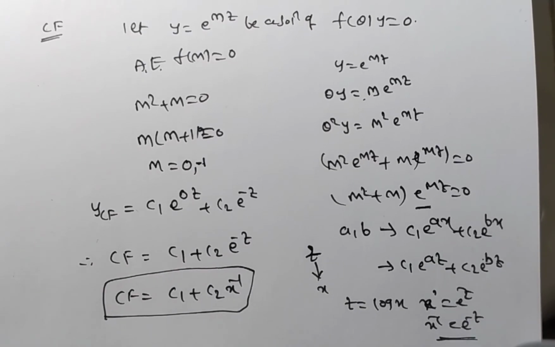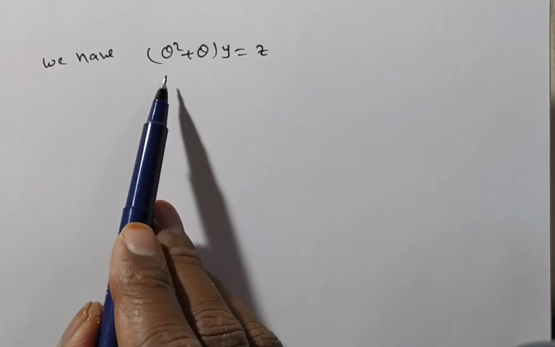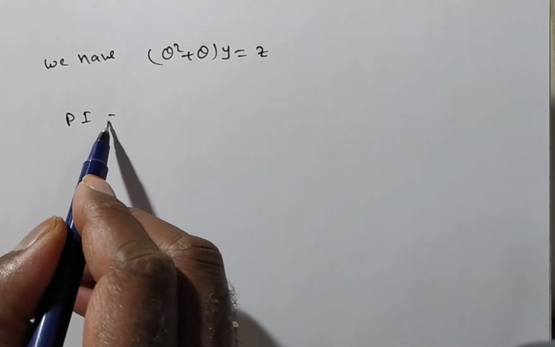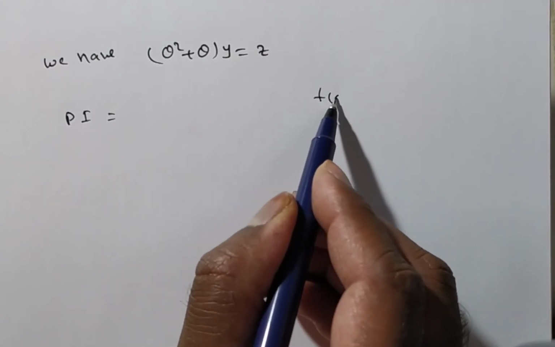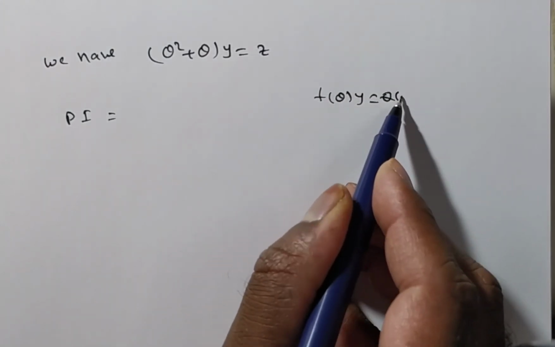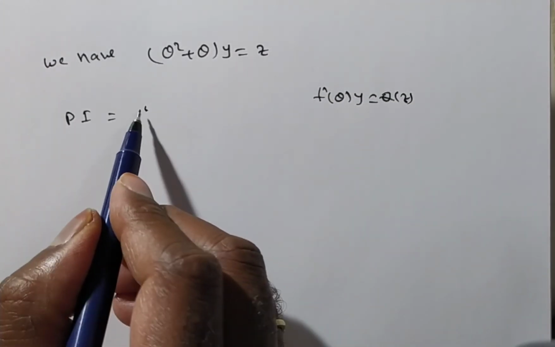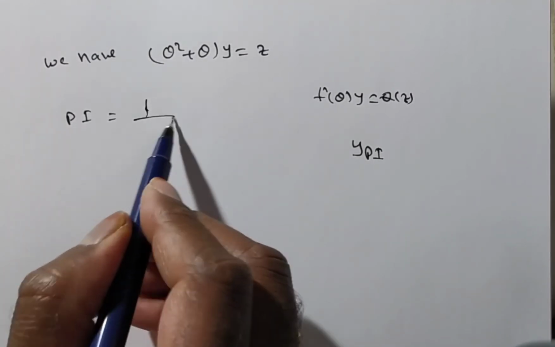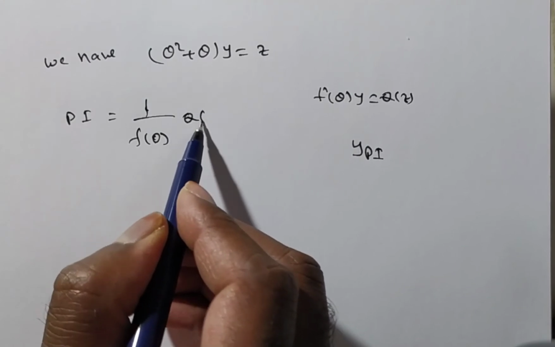Up to this is clear for everyone? Now, particular integral. We have theta square plus theta into y is equal to z. What is generally the particular integral? Particular integral for f of theta into y is equal to q of z, we denote ypi, is 1 by f of theta into q of z.